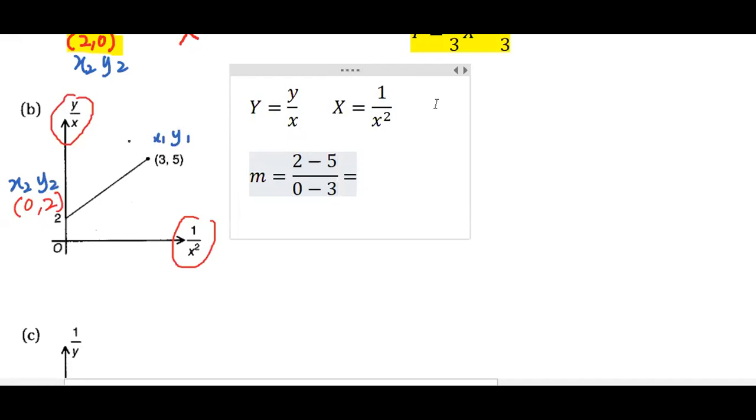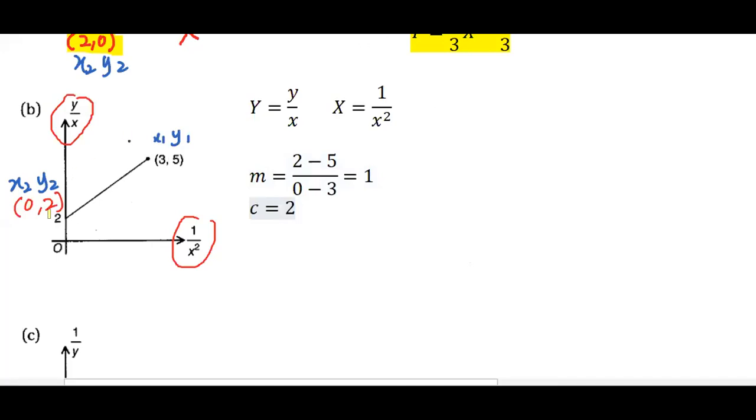-3 over -3. Positive 1. Okay, so C. No need to find it. Then look at the graph. What is your Y intercept? 2. Correct.